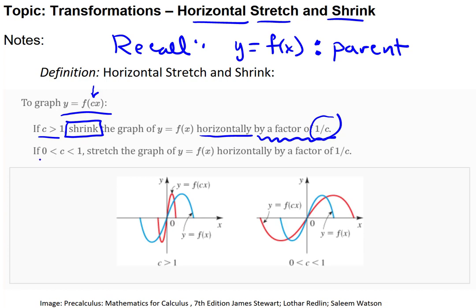And then of course, if c is between 0 and 1, not including either one, we're going to do a horizontal stretch. Again, the opposite of what it was vertically. When we saw c between 0 and 1, it was a vertical shrink. But horizontally, it's a stretch. And of course, this is by a factor of 1 over c. And we'll see how that happens in just a moment. The diagrams can be helpful when looking at these functions, but I think specifically going step by step through some examples will be most useful.